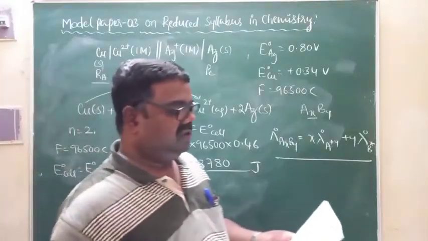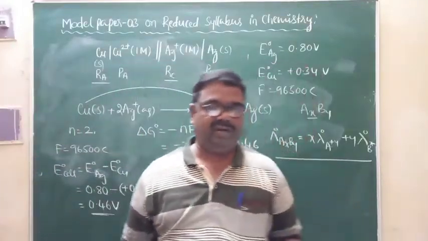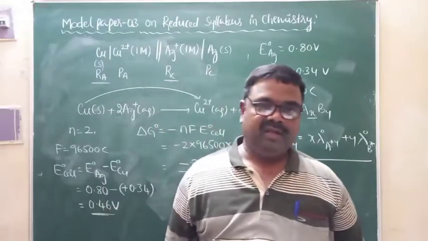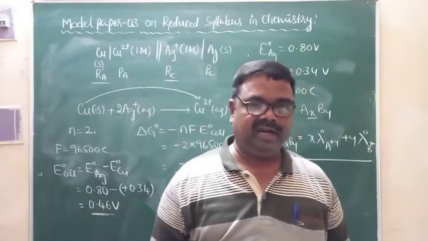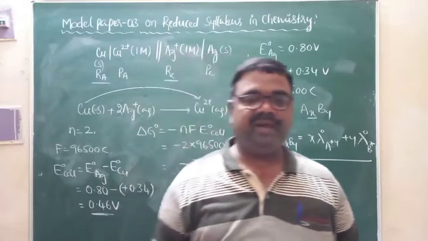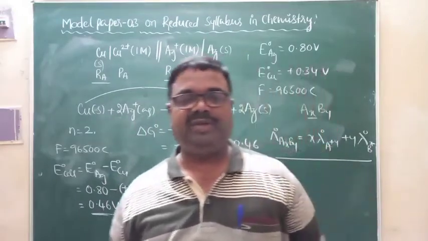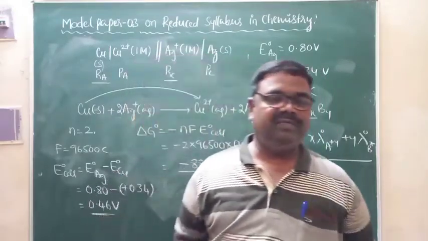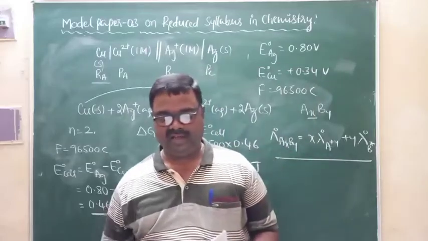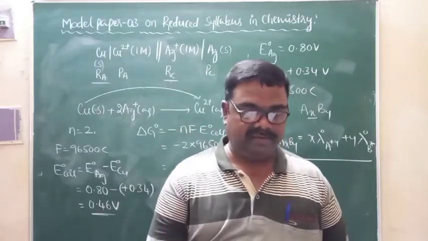That is, the limiting molar conductivity of an electrolyte is the sum of the limiting ionic conductivities of cation and anion, each multiplied by the number of ions present in one formula unit of the electrolyte. This is what we call the Kohlrausch law.